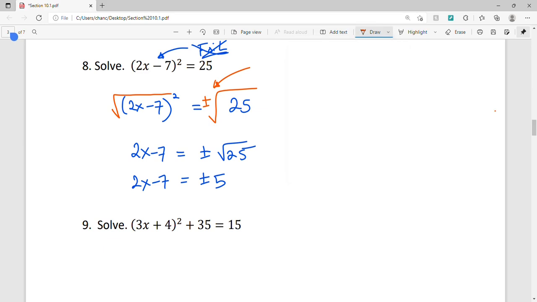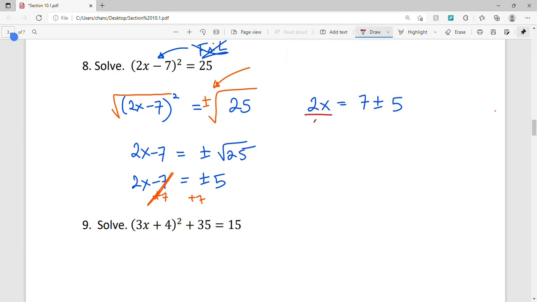Now the next step is to solve for x, so let's add 7 to both sides. Now you want to be careful with that 7. I like to put it in front of the plus or minus. So this is rewritten as 2x equals 7 plus or minus 5. Now don't evaluate the right side yet. Always wait till the end.